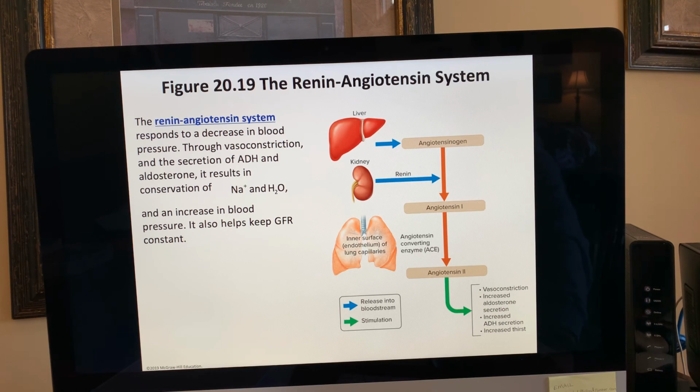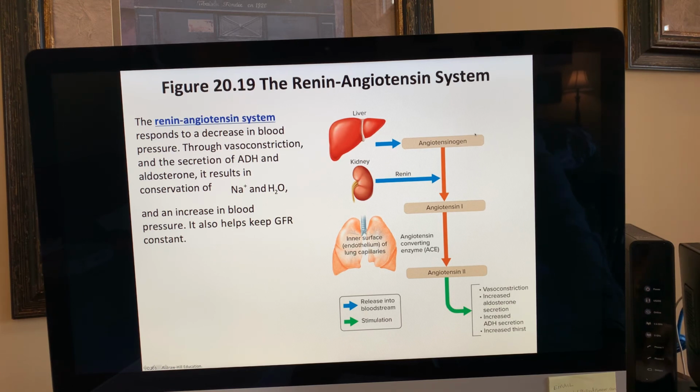The renin-angiotensin system. As I said before, renin is a hormone. It's produced by the kidney in response to primarily low blood pressure. It's produced by the juxtaglomerular cells, the specialized smooth muscle cells of the afferent arteriole. They secrete renin into the bloodstream, and that renin then circles through the bloodstream, where it comes in contact with a substance called angiotensinogen.